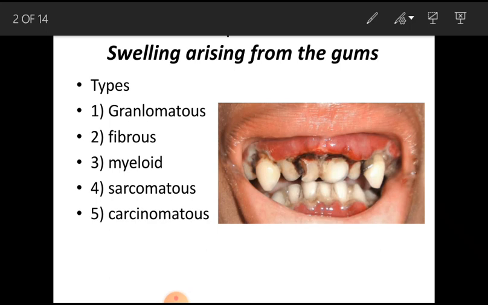Squamous cell carcinoma, the most common presentation is ulceration. An ulcer with raised everted edges, indurated base, and necrotic floor. As we said in the last lecture, squamous cell carcinoma. But carcinomatous epulis is the squamous cell carcinoma of the gum.